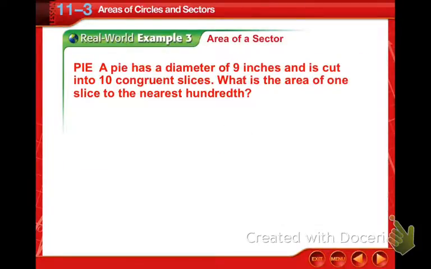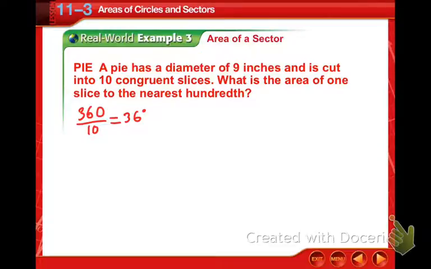So we want to find the area of one slice to the nearest hundredth here. Now we're talking about a piece of pi. So first we need to know what our X is, and we are not given that. But we are given that it's cut into 10 congruent slices. So that means that our 360 is divided by 10 to get us 36 degrees. So 36 degrees is the angle of our sector, or angle of our arc.